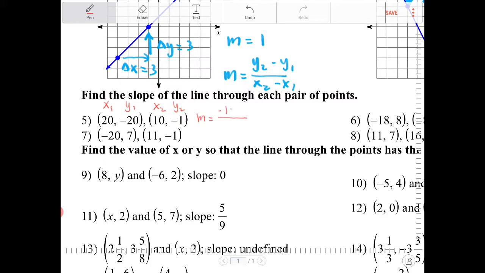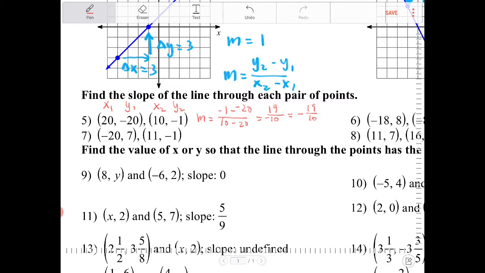Knowing this, we perform the necessary substitution. This is -1 minus -20 all over 10 minus 20. And this is going to turn into positive 19 over negative 10. Because the negative sign can be moved around, we can actually move this and say this is negative 19 over 10.